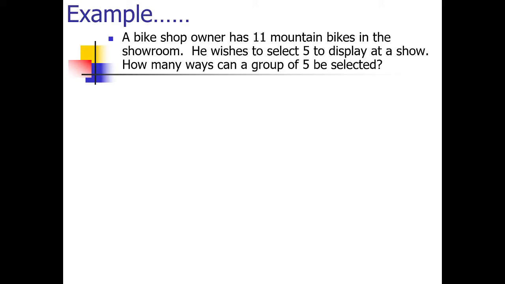What about this one? A bike shop owner has 11 mountain bikes in a showroom. He wishes to select 5 to display at the show. How many ways can a group of 5 be selected? So he is not interested in a specific order. He will just display 5 bikes. Okay? So this is a combination problem. And what's n here?